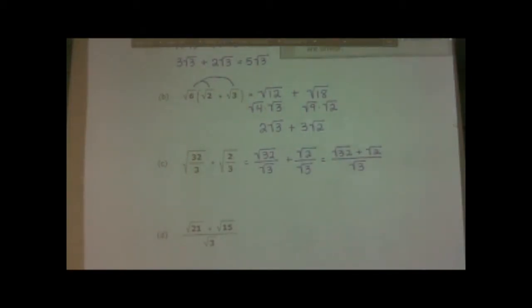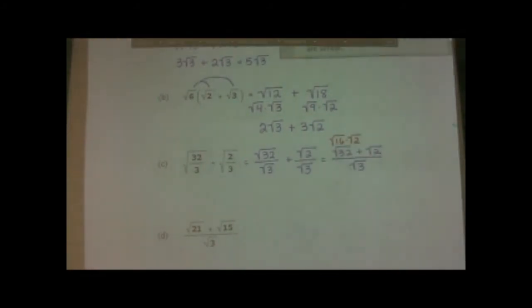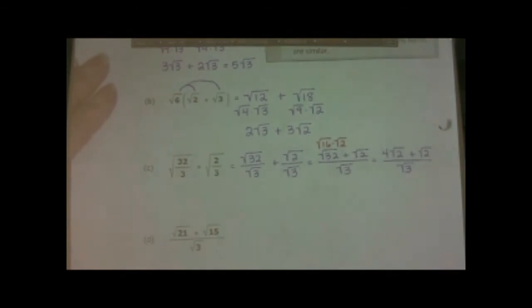Now, in order to simplify this, let's look at the square root of 32. What perfect square goes into 32? The largest one is 16. All right? 16 times 2. So this is the square root of 16 times the square root of 2. And the square root of 16 is 4. So when we simplify this, we're going to have 4 square roots of 2 plus the square root of 2 over the square root of 3.